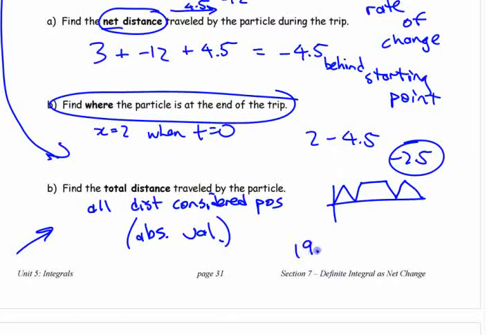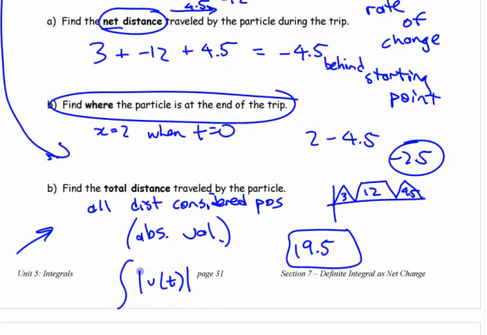So it should be 19.5, right? They're all positive. 3, 12, 4.5. If you just count them all up, you get 19.5. If you do the integral of the absolute value of that function, if you wanted to do it on a calculator or something like that.